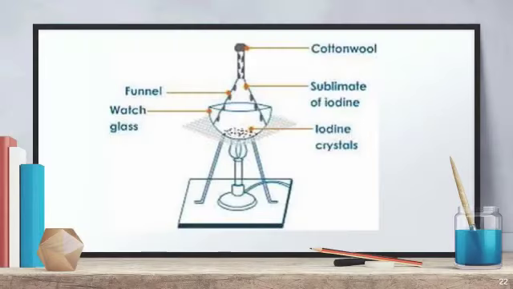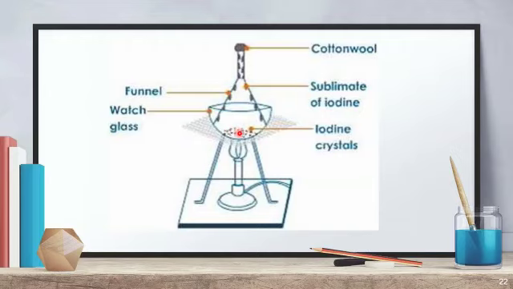So here is an example to study the sublimation process. If we have some impure iodine crystals, we can place them in an evaporating basin. This is a china dish, which is basically an evaporating dish that is used to evaporate excess liquid so that only concentrated solid particles, solid precipitates, are left.